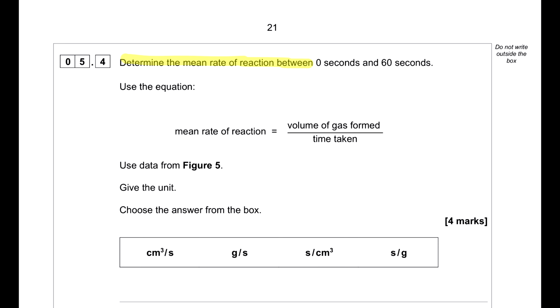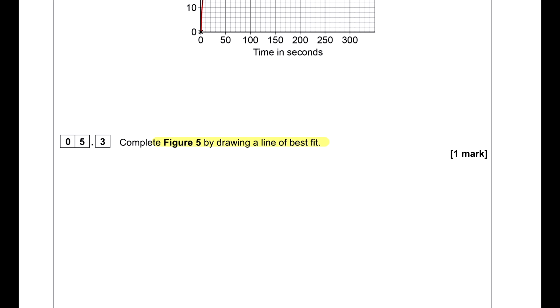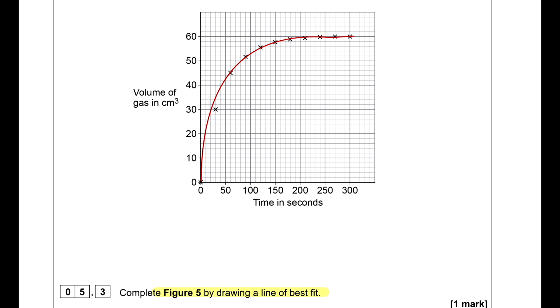Determine the mean rate of reaction between 0 second and 60 second. Guys, be very careful. This question always comes within a specific time range. So extrapolation is required. Extrapolation is when we find the volume produced within that particular time. Each box represents 2, so this will be 45.